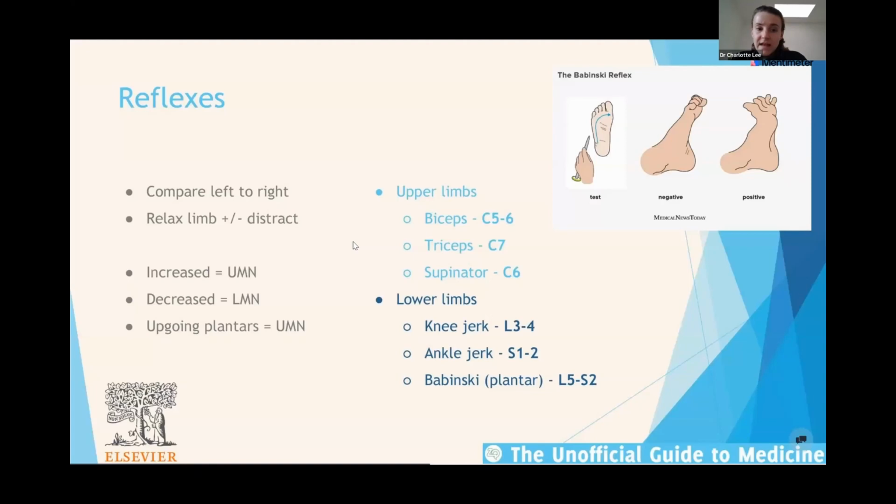An increased reflex, so brisk reflex, might suggest an upper motor neuron lesion. Decreased reflexes might suggest a lower motor neuron lesion. And then in the lower limbs, you've also got the plantar reflexes or the Babinski reflexes. This is where you use something fairly sharp to scratch along the sole of the foot. You should expect toes to curl. If their toes extend and splay apart, that is a positive finding, and it's a suggestion of an upper motor neuron lesion.